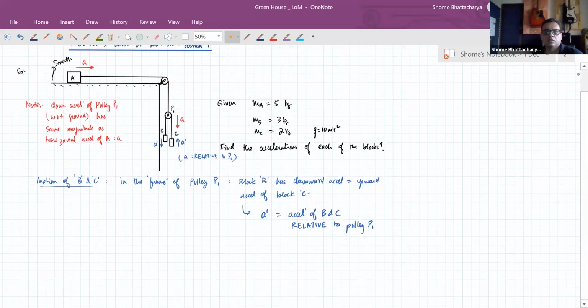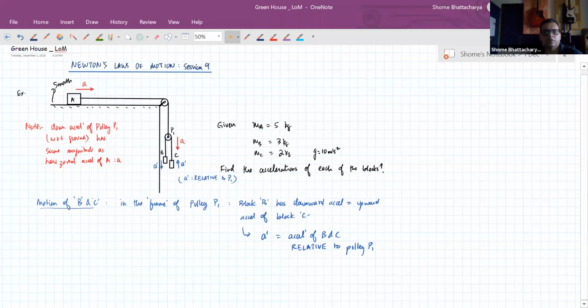Okay. See what is happening, the thread length between B and C is a fixed length. So with respect to the pulley, if the block B comes down by a certain distance, C has to go up by the same distance. So with respect to the pulley P1, if the block B has a downward motion, the block C has an identical upward motion. Hence these two A primes are the same, but they are relative to the pulley P1. And the pulley P1 is which type of frame? It is an accelerated frame. So it is a non-inertial frame. So this A prime that we are writing is the acceleration of the blocks B and C in the non-inertial frame of the pulley P1. So that's how we have to solve this.